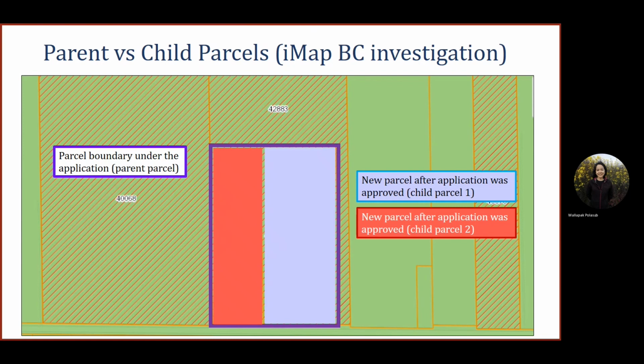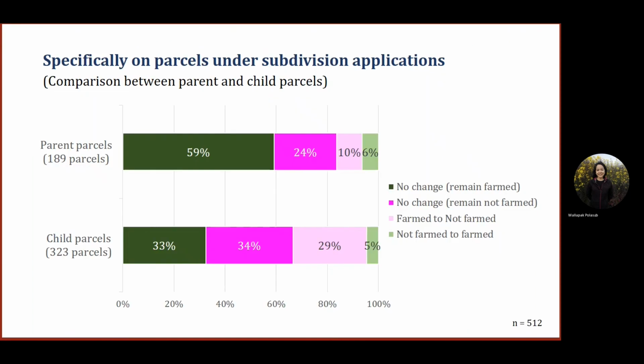So, both started with the original parcel being farm, and then what happens afterwards? That's when we go into the BC assessment data and compare. Here is the comparison between the parent and child parcel in terms of the change in farm class status.